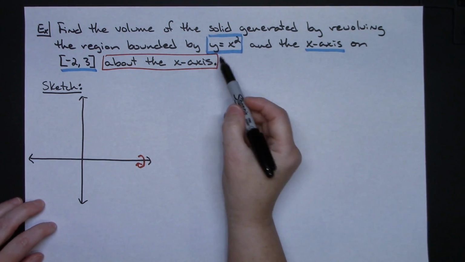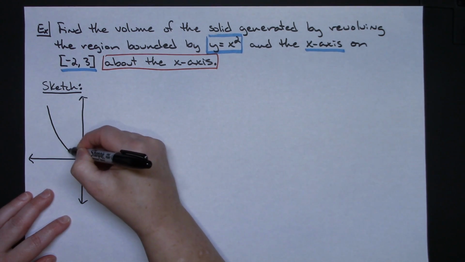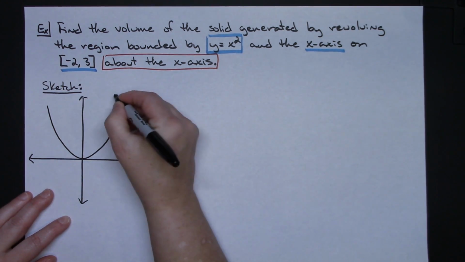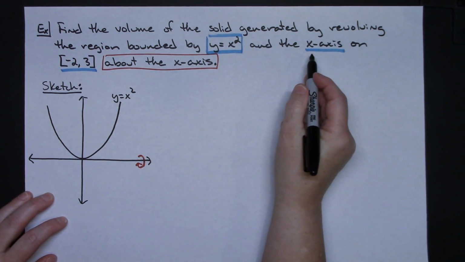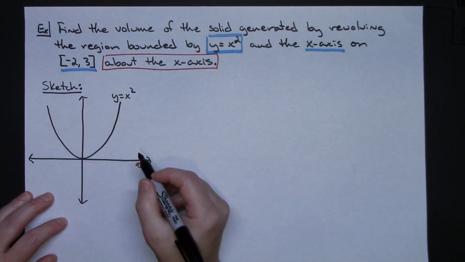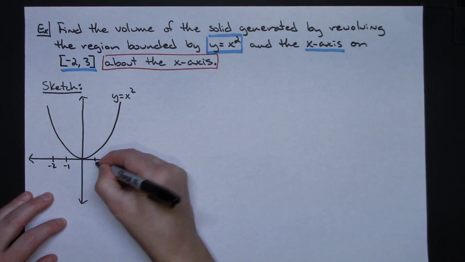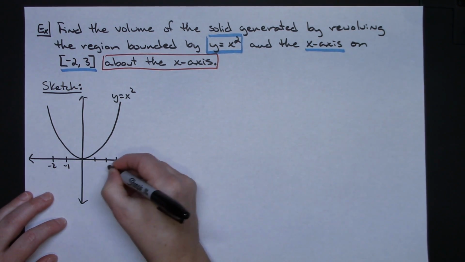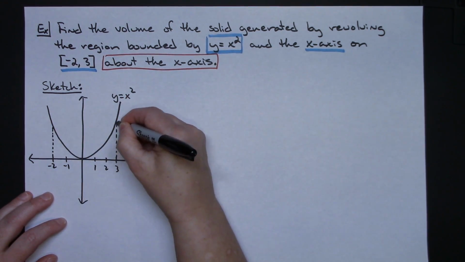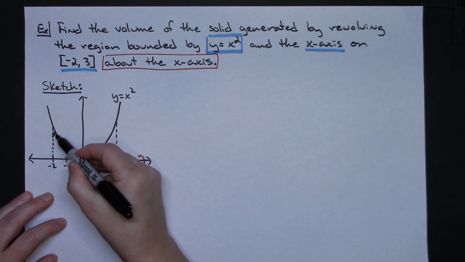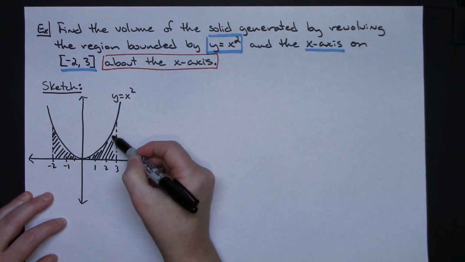This curve, x squared, goes through the vertex, and it's just a nice little parabola. I don't have to be really accurate when I draw this. Now it's bounded by the x-axis, and I'm going from -2 to 3. So let's say -2 is right there, and 3 is right there. The region that I am focused on is going to be in here and then in here.